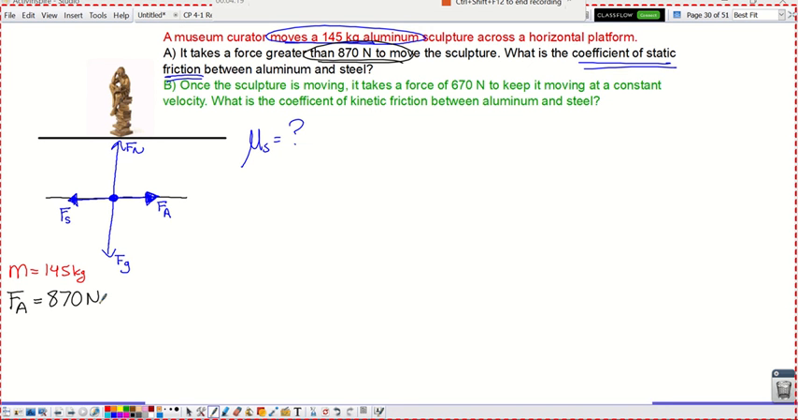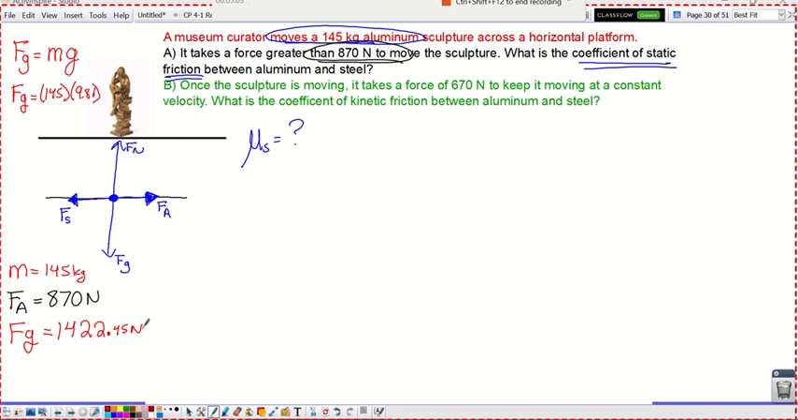So, looking at this, I know the applied force. I don't know any of the other ones. But what I do know is how to find the gravitational force. We have an equation on our equation sheet, and we've practiced before. The gravitational force is the mass times the gravitational field constant. So the gravitational force is 145 kilograms times Earth's gravitational field constant of 9.81. So the gravitational force is 1,422.45 newtons. Okay, so we've got a little further.